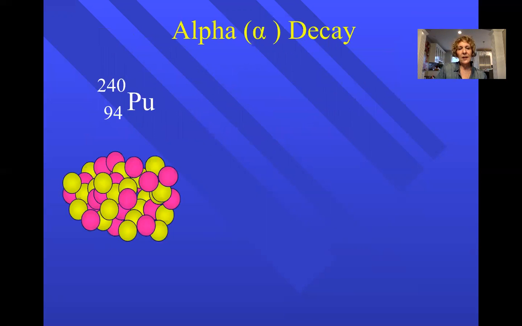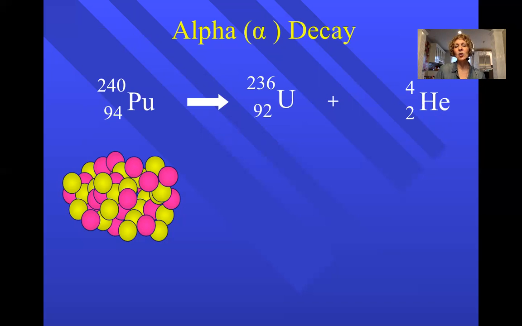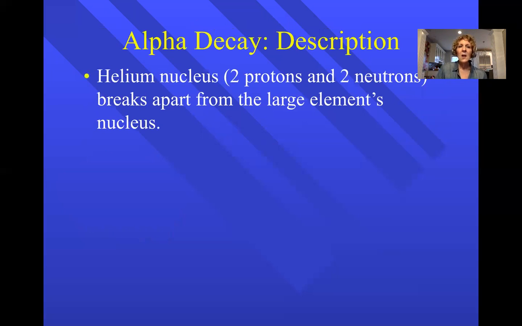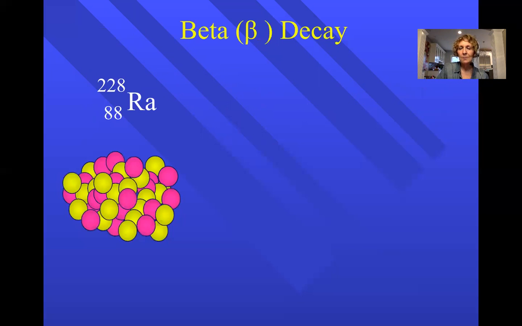Okay, so alpha decay, let's take a look at this. You have an element here, plutonium, that is unstable. What happens is that it will give off a helium nucleus. So this is an alpha particle right here. And it will then decay into another element, uranium-236. So in an alpha decay, a piece made of two protons and two neutrons, a helium nucleus, breaks apart.